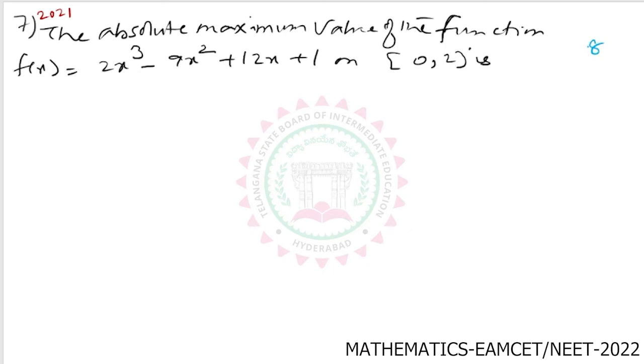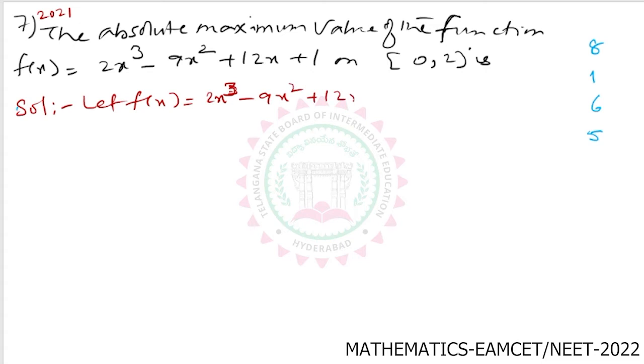Second option is 1. Third option is 6. And the last option is 5. Now write down the solution. What is given? Let f of x equal to 2x cube minus 9x square plus 12x plus 1.